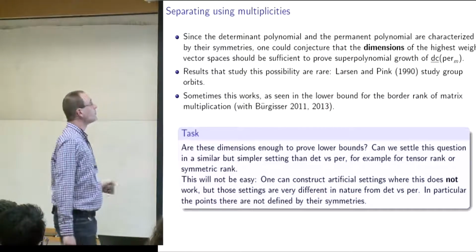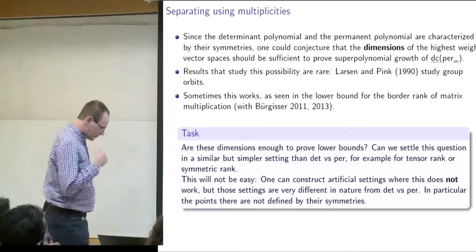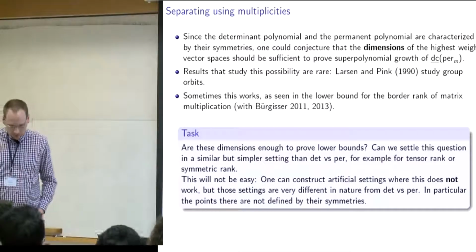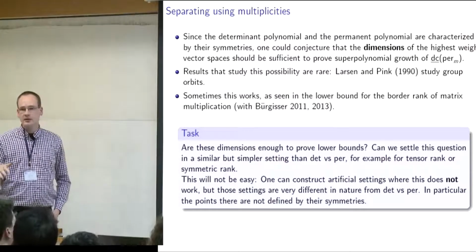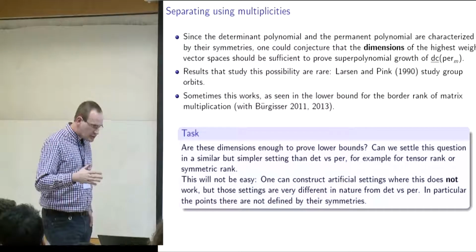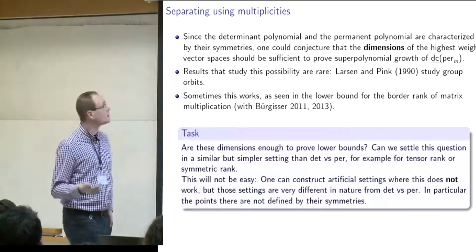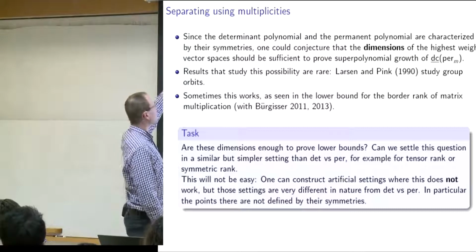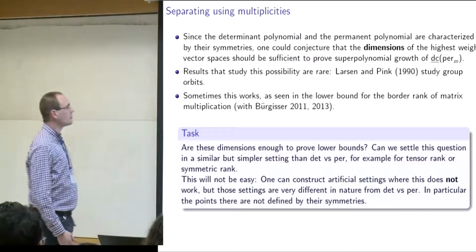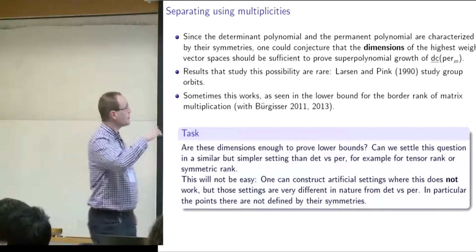Okay, so what one could do now is, well, vanishing does not work. So if one really does not want to touch the highest weight vectors, there's still the hope that one could say something more, but not just looking at vanishing, right? We want to maybe look at the so-called multiplicities, and those are the dimensions of the highest weight vector spaces. A rationale for this is that the determinant polynomial and the permanent polynomial are characterized by their symmetries. So now one could have a look at the dimensions of the highest weight vector spaces.